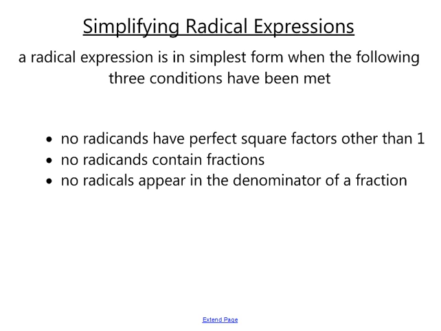So when we're simplifying radical expressions, a radical expression is in simplest form when the following three conditions have been met. First, no radicands have perfect square factors other than 1. Second, no radicands contain fractions. And third, no radicals appear in the denominator of a fraction. You're going to need to know all these rules of how to simplify radicals, and so that's why we're reviewing this Algebra 1 topic. That's it.